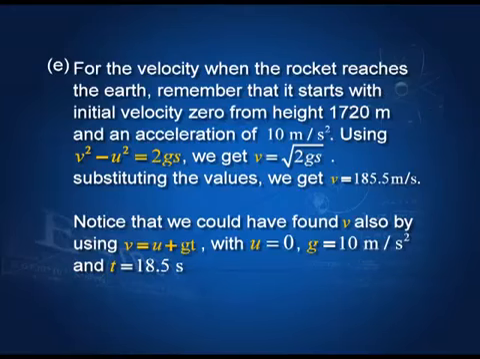For the final velocity when it reaches the ground, you have just to use v square minus u square equal to 2 g s. Everything is known, and therefore, you get the velocity when it reaches the ground. It is 185.5 meters per second.